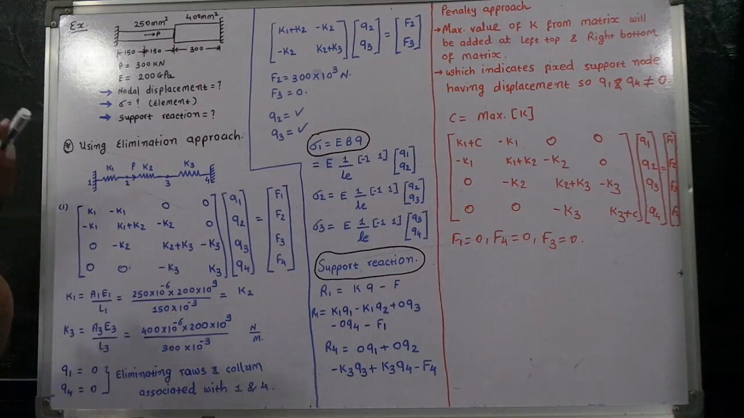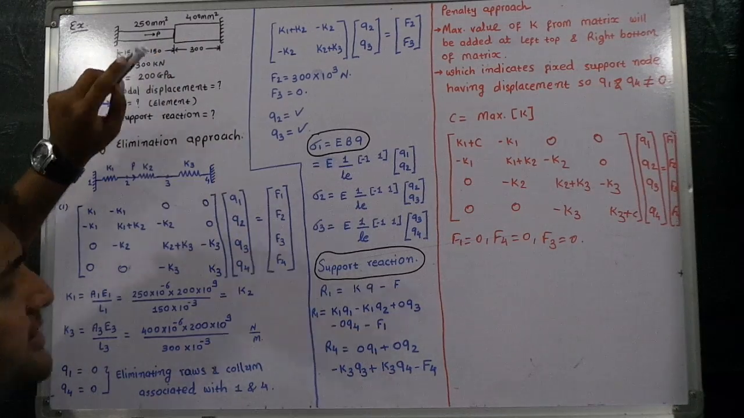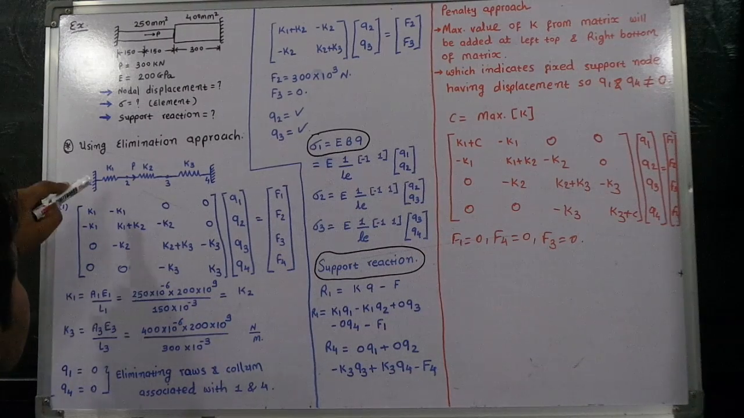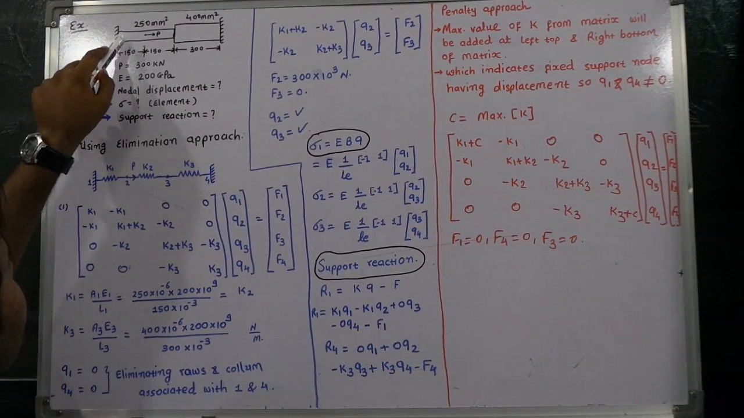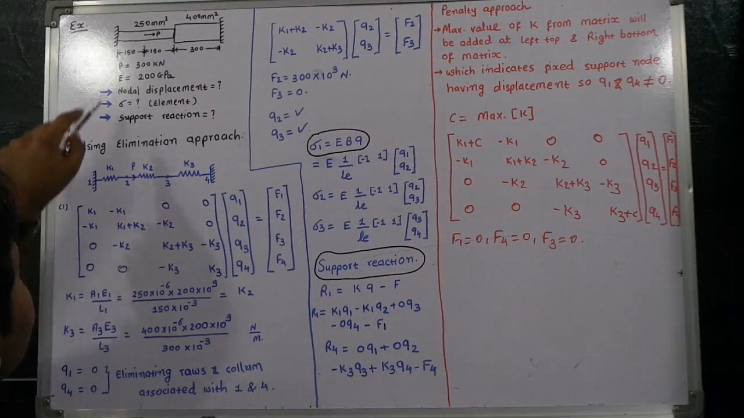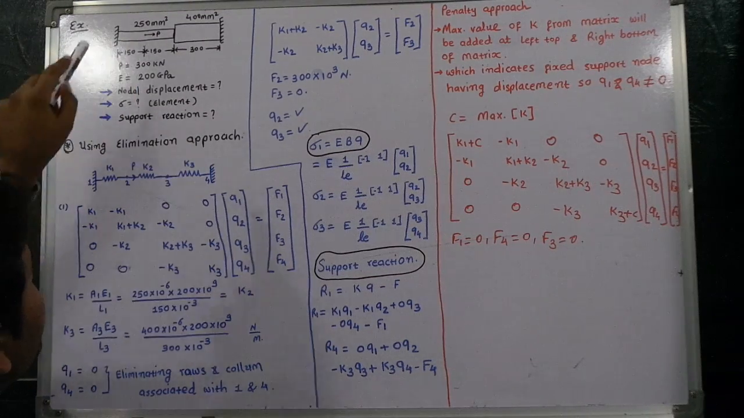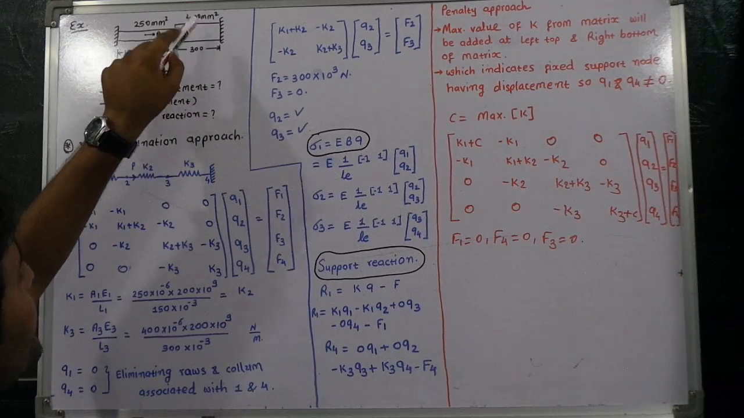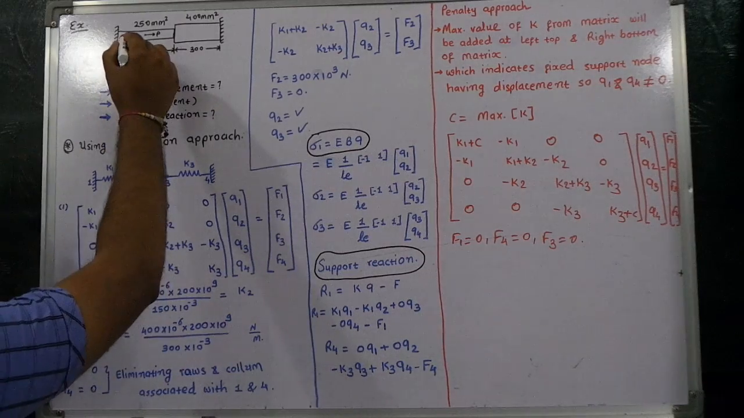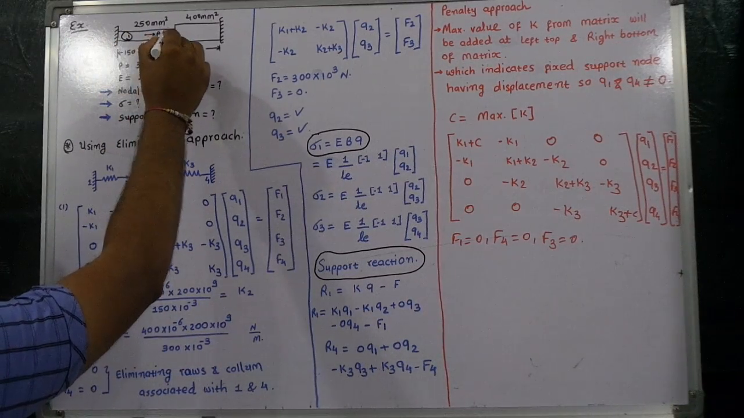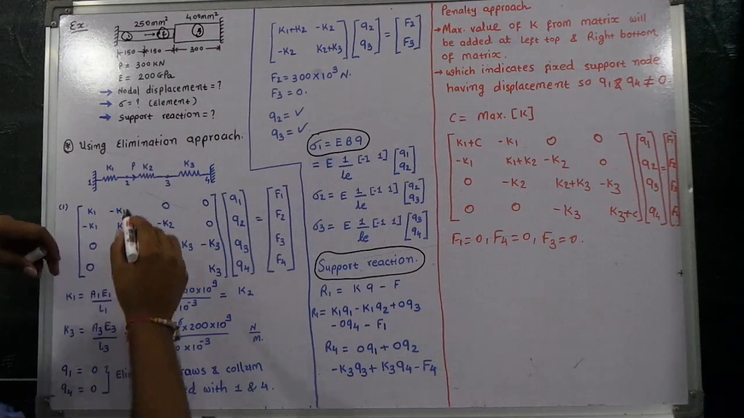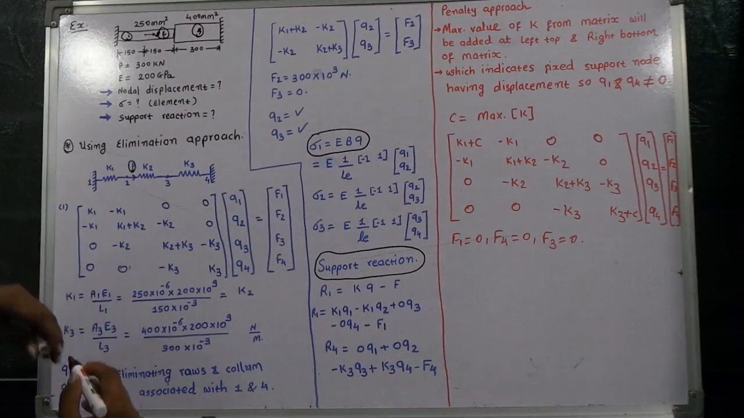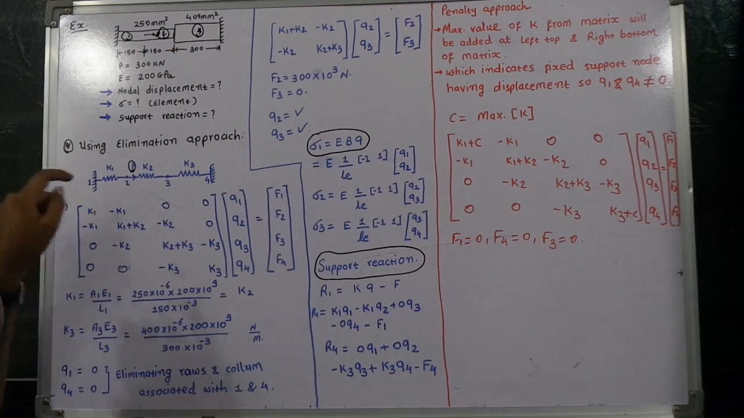Okay, so what I had done, I divided this element into 3 equal parts. The first part is the 150 mm element, so K1 represents this first 150 mm element. K2 represents another 150 mm element, and K3 represents the 300 mm element. So I divided this into 3 parts: this is 1, this is 2, and this one is 3. P is acting at the center, so P is acting at node number 2.